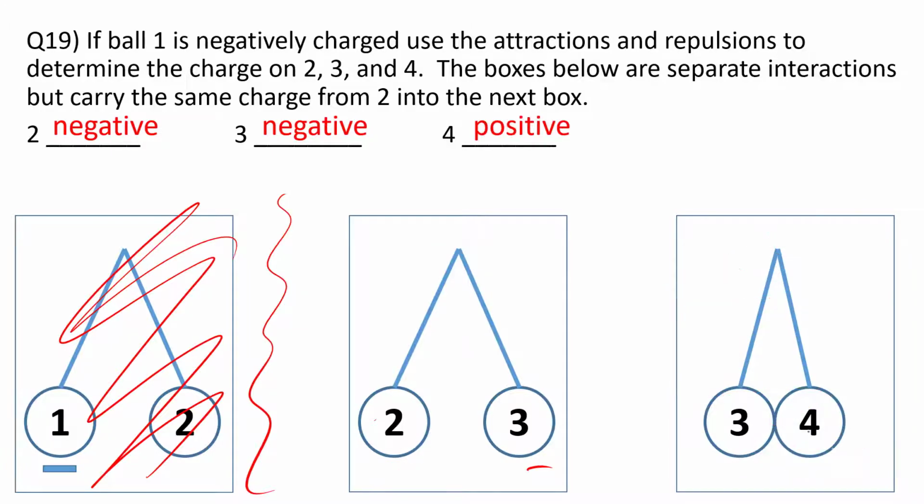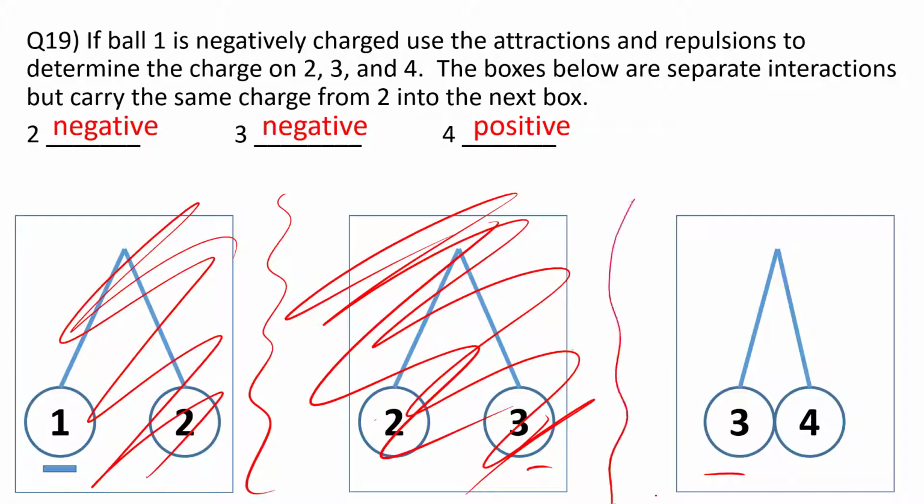So let's go ahead and take that charge and move it over here. Let's ignore all this. We're no longer considering all of this. We're looking at this 3, and it's attracted to 4. So what charge would 4 have to be? And that's going to be positive right here.